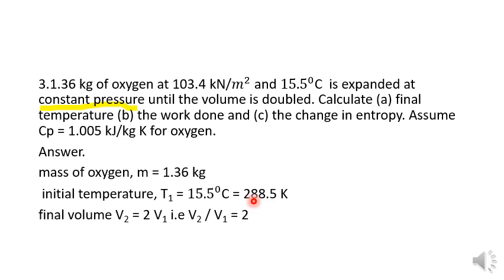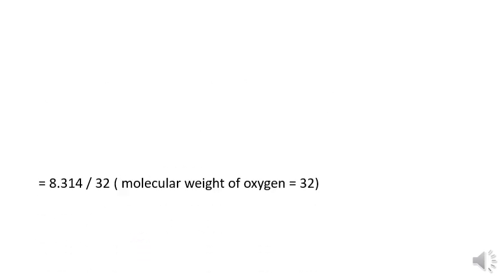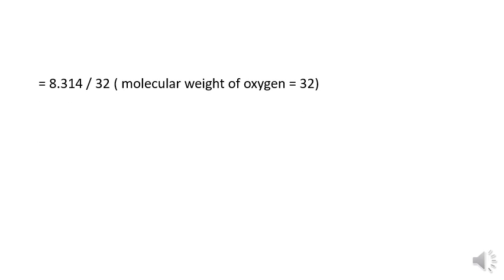And they said that the volume is doubled. So the final volume is double the initial volume. So V2 is equal to 2 V1. We can write this as V2 by V1 is equal to 2. Calculate the final temperature. They didn't give the R value either, but they said that the gas is oxygen. So we calculate the gas constant R is equal to RU by M. The universal gas constant RU is 8.314 and the molecular weight of oxygen is 32. So we will get the R value as 0.2598 kilojoule per kg Kelvin.